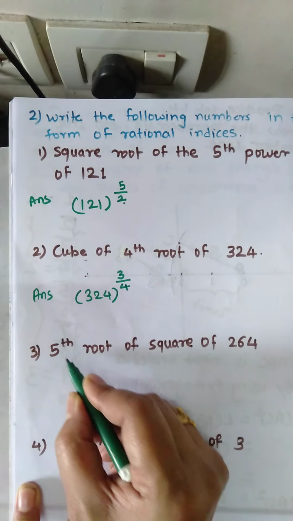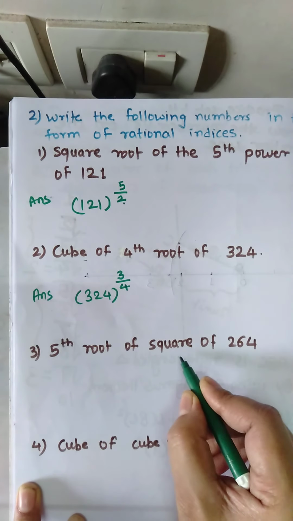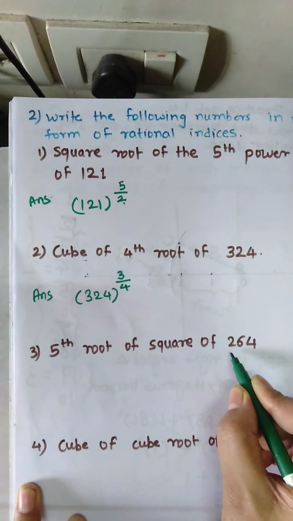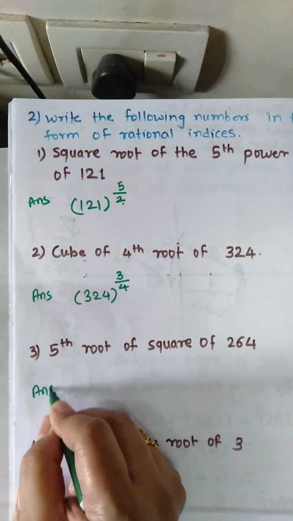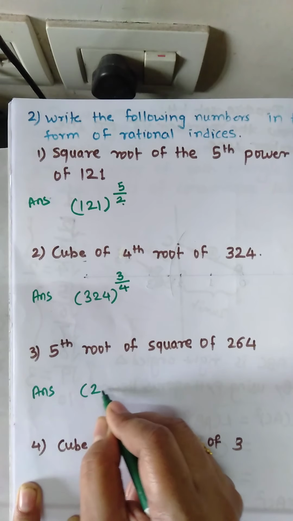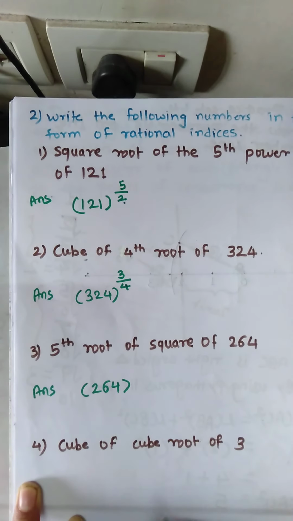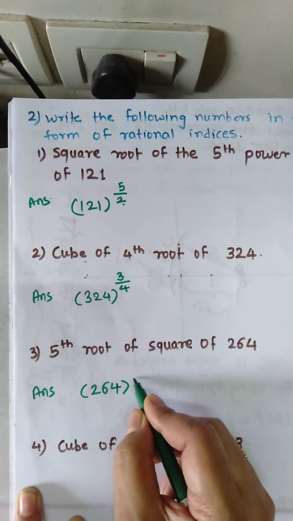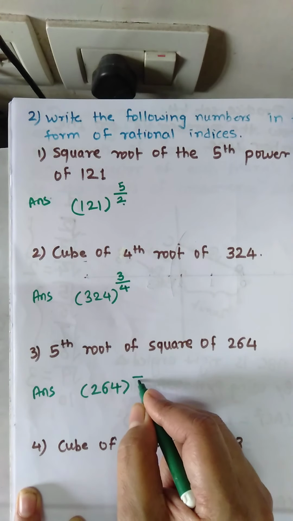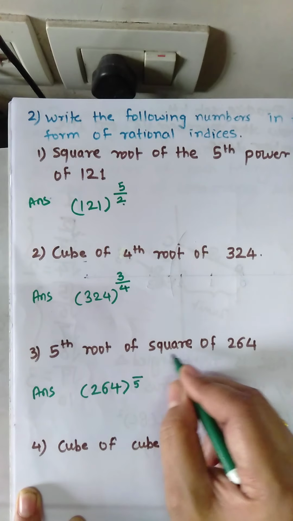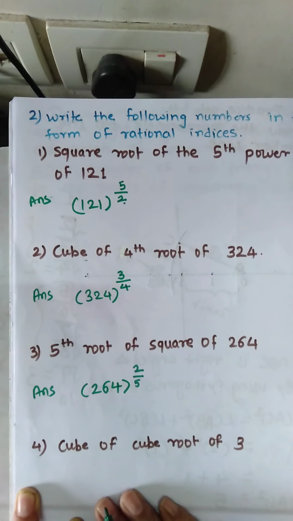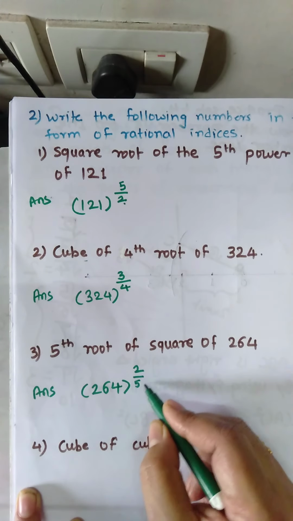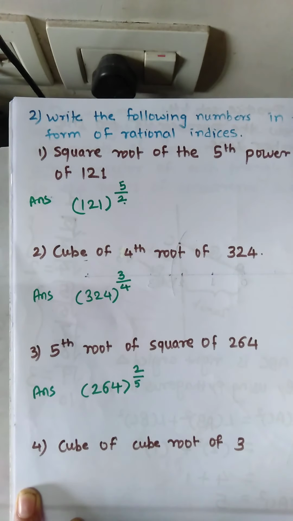Third question, the fifth root of the square of 264. So write down the number first. 264, give the bracket. Fifth root means the denominator is 5, and square means 2. Very simple. Means the fifth root of the square of 264.